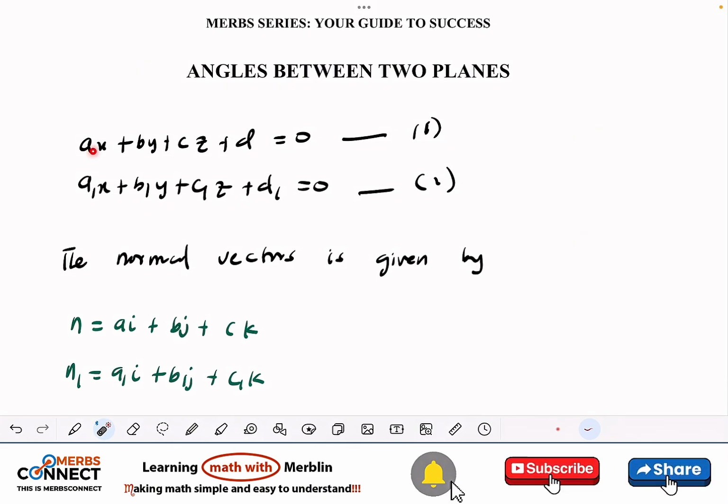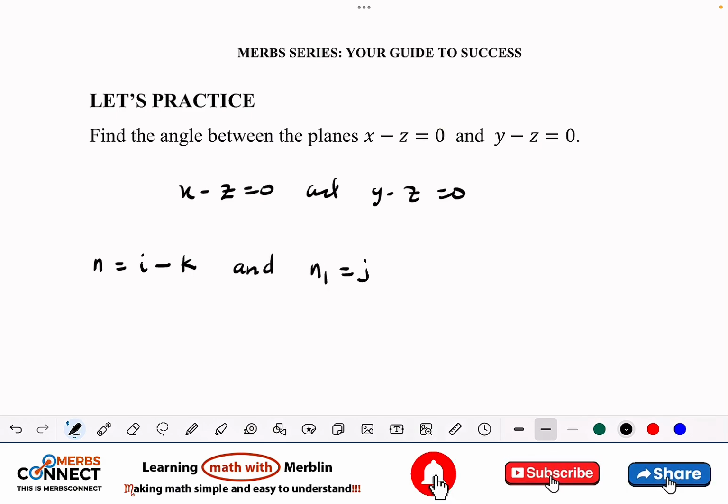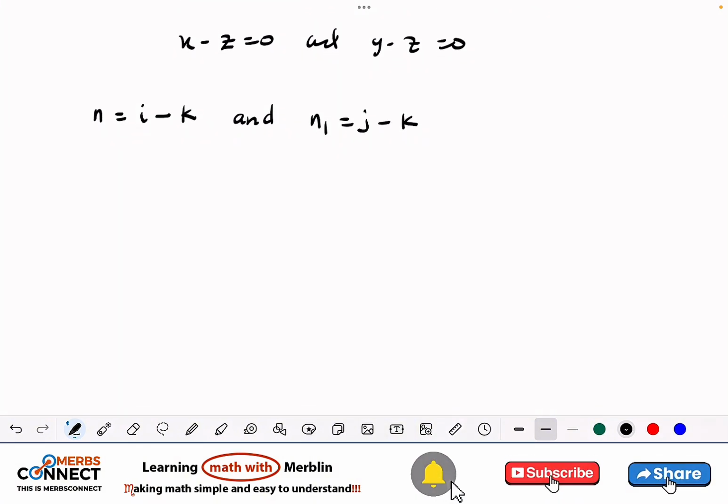So we pick the coefficient of x, then we multiply by i, coefficient of y, we multiply by j, coefficient of z, multiply by k, right? So the coefficient of x is 1, 1 times i is this, coefficient of z is minus 1, and then we multiply by that. And our n1 will be equal to coefficient of y is 1 times j minus k. So this is what you are going to get. So these are the normal vectors, right?